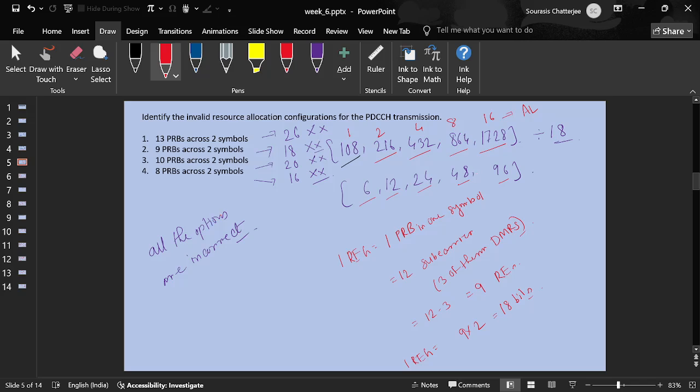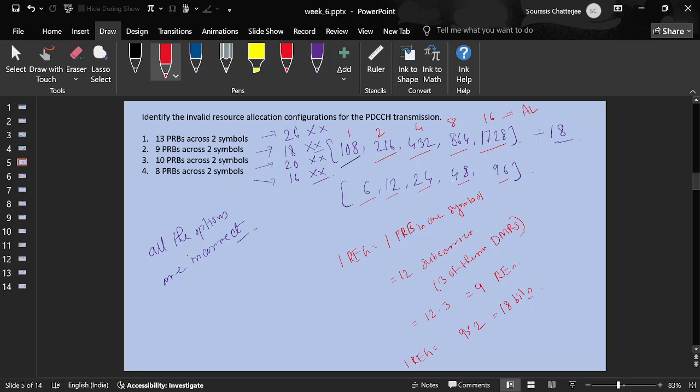Now we have to see whether the options match. For example, here 13 PRBs across two symbols, so a total of 26. 26 is not part of this set, so it's not a valid resource allocation configuration. The second option is 9 PRBs across two symbols, that makes 18. 18 is also not part of this, so that is also invalid. 10 PRBs across two symbols is a total of 20, but 20 is not included in that set either, so that is also an invalid resource allocation configuration. And the fourth one is 8 PRBs across two symbols, that is 16.